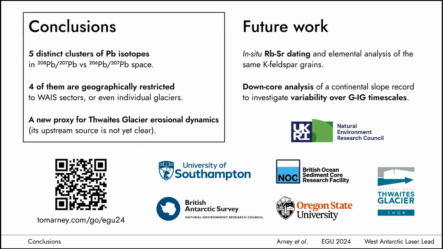So to conclude, lead isotopes in feldspars can be used to distinguish different West Antarctic IRD sources. We found 5 distinct clusters in lead isotopes, 4 of which are geographically restricted and useful for provenance, and 1 of which is restricted almost entirely to Thwaites Glacier, which we propose as a new proxy for Thwaites dynamics.